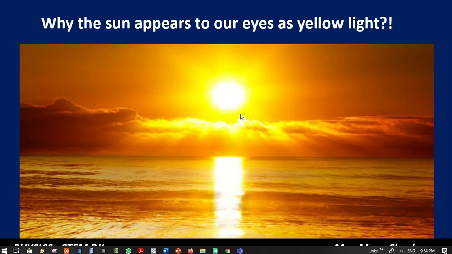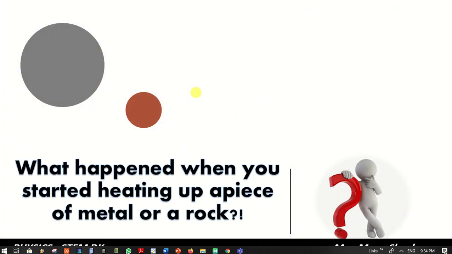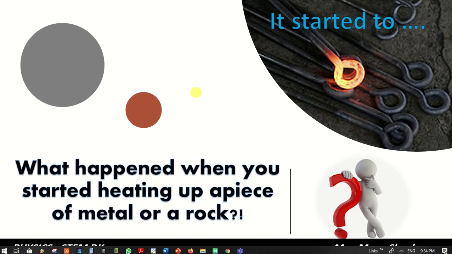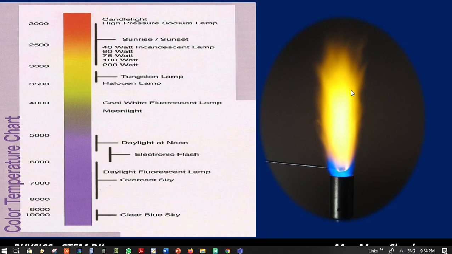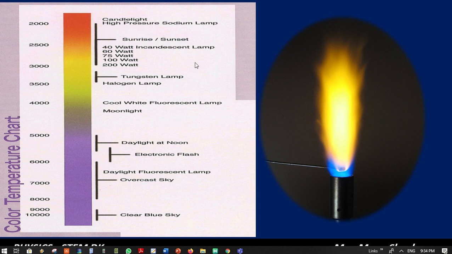Why does the sun appear to our eyes as yellow light, and what happens when you start heating up a piece of metal or a rock? We see that it is metal, but when we heat it, it will glow. Okay, what causes the different colors seen in these flames? According to the scale of temperature, there are variations of different black body sources, each with a temperature that emits different colors of different wavelengths of lambda maximum.